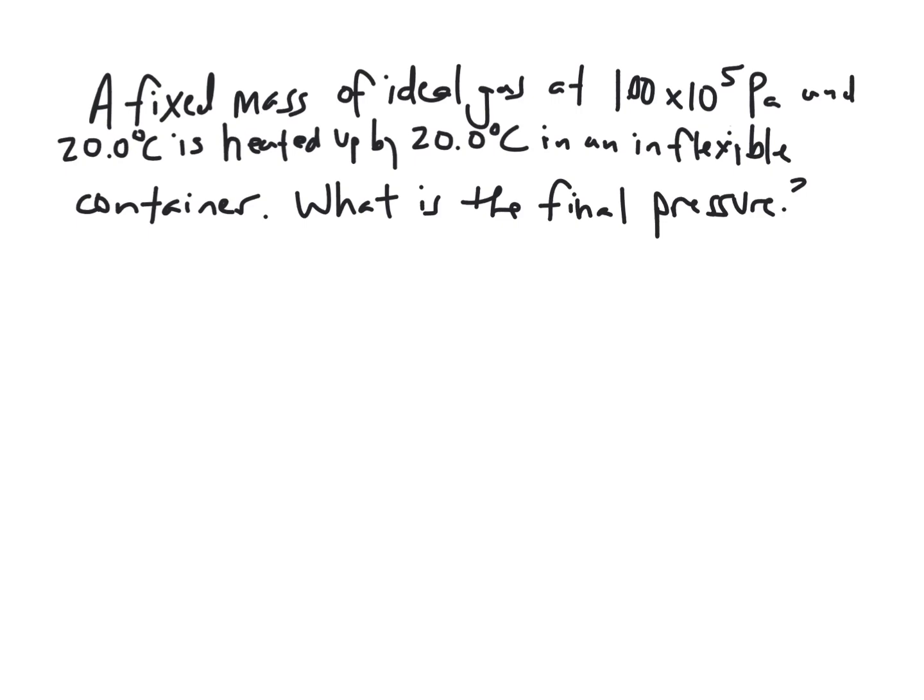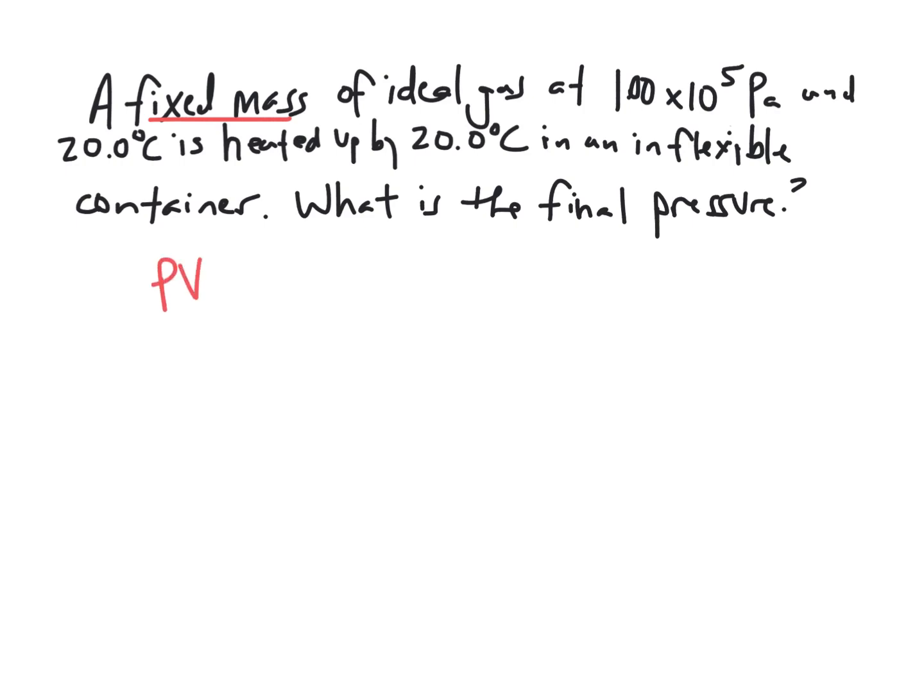Okie dokie, and this one, a fixed mass of ideal gas at 1.00 times 10 to the 5 pascals and 20 degrees Celsius is heated up by 20 degrees Celsius in an inflexible container. What is the final pressure? Okay, so once again, we are taking a fixed mass of gas, so that eliminates n from the term.